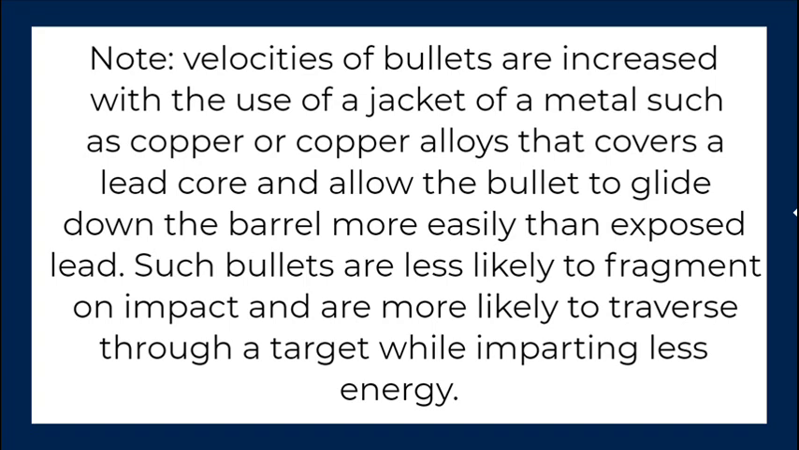Note, velocities of bullets are increased with the use of a jacket of a metal such as copper or copper alloys that covers a lead core and allows the bullet to glide down the barrel more easily than exposed lead. Such bullets are less likely to fragment on impact and are more likely to traverse through a target while imparting less energy.